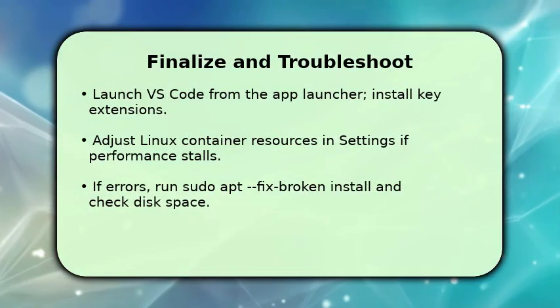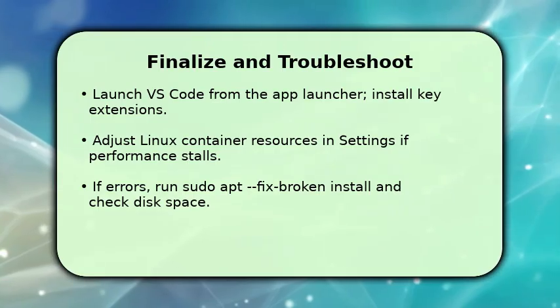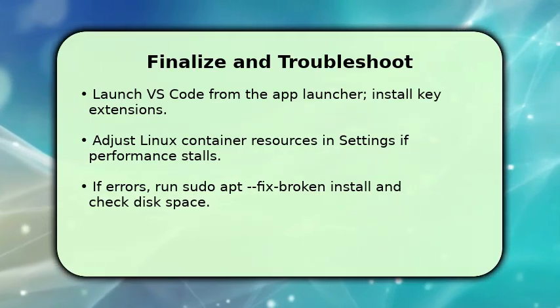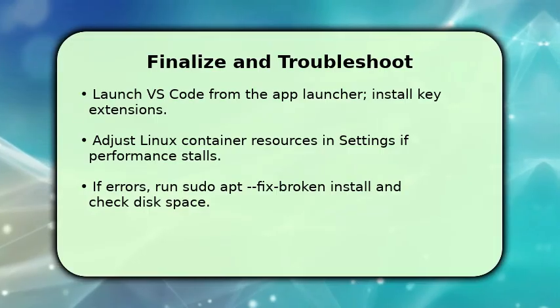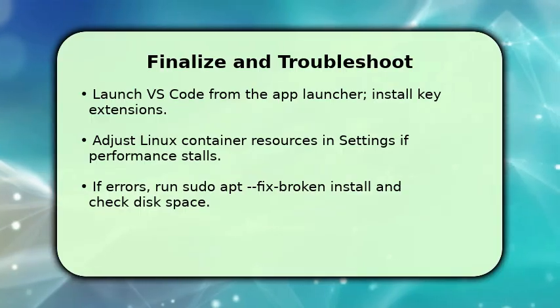Finish by launching Visual Studio Code from the Chrome OS launcher and installing essential extensions like Python, Remote, or Prettier. If performance feels slow, return to Linux settings and increase disk or CPU allocation if available.